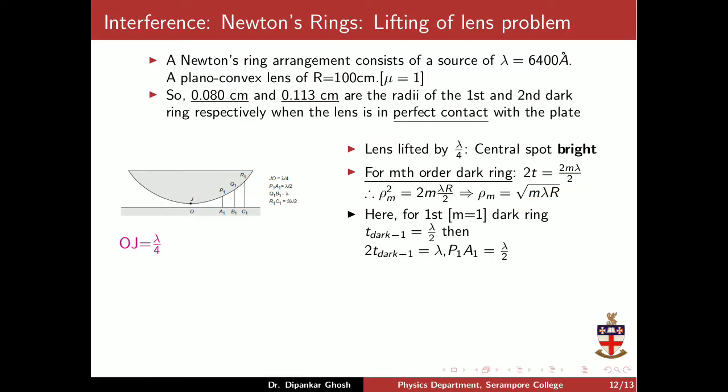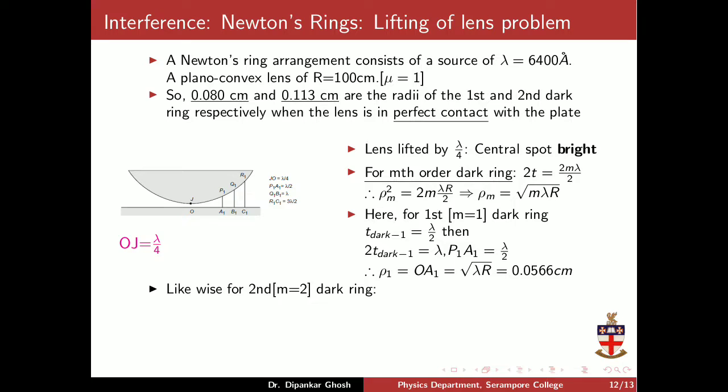Here, when the lens has been lifted by lambda by 4, the first dark ring is obtained at P1A1, and the corresponding radius will be, let's find out. This is something interesting. It will be 0.0566 centimeters. Earlier, when the lens was perfectly touching the lower glass plate, the first dark ring was obtained at 0.080 centimeter. You see, evidently, the radius of the first order dark ring has reduced.